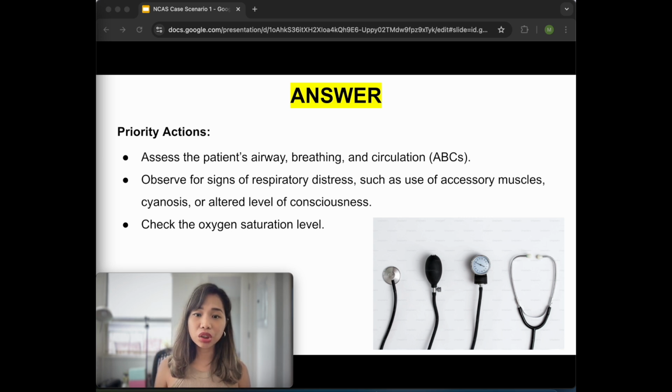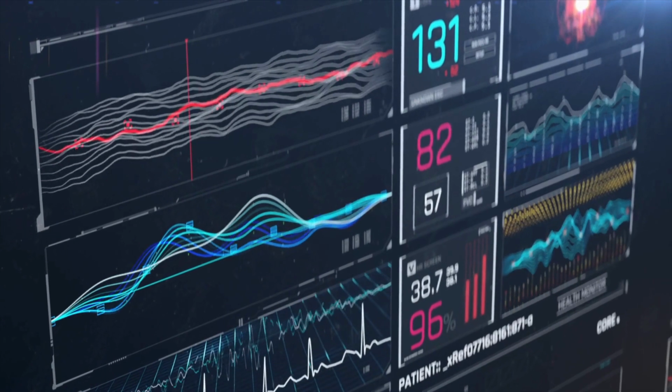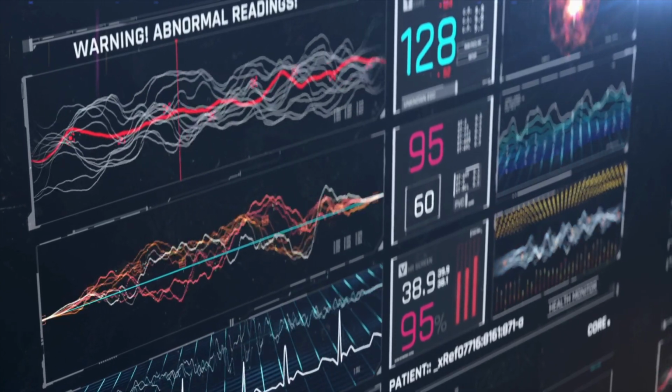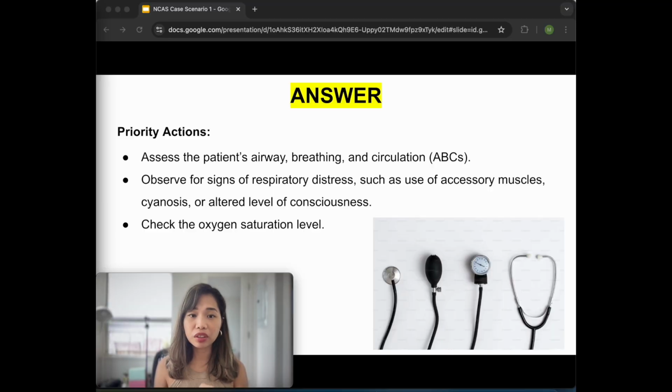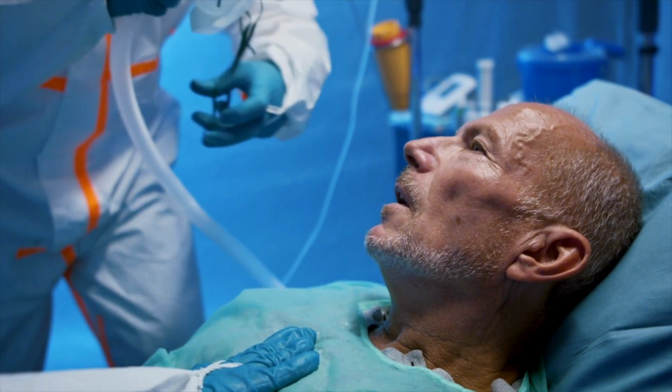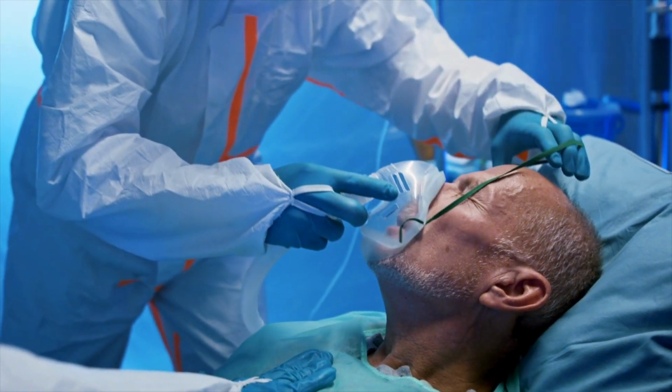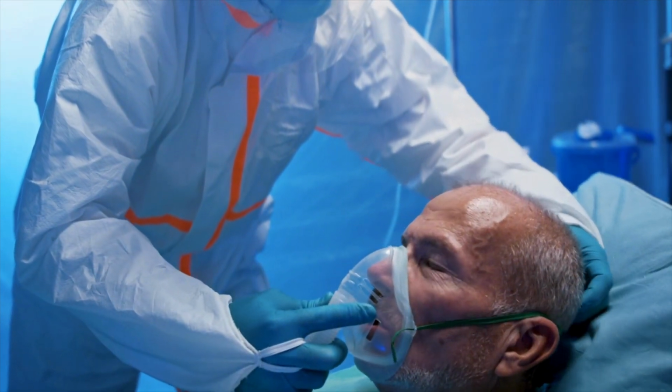Then next, check the oxygen saturation level and also the patient's vital signs. So in this case scenario, the patient is having shortness of breath, and that is the critical symptom that you need to pay attention to, because that could indicate that the patient's heart failure is worsening. So you have exacerbation of heart failure, but that can also mean fluid overload or another acute issue like pulmonary edema, which we discussed earlier. So ensuring the patient's airway is clear, and then you are giving the patient oxygen, right? That's the main thing. That's the first step that you need to do in this case scenario.